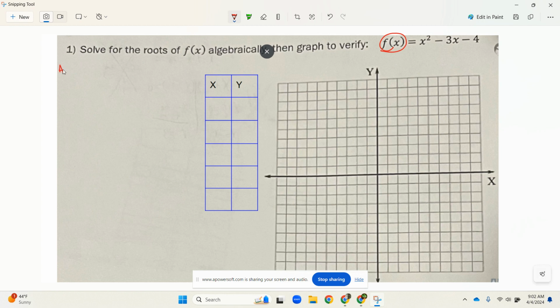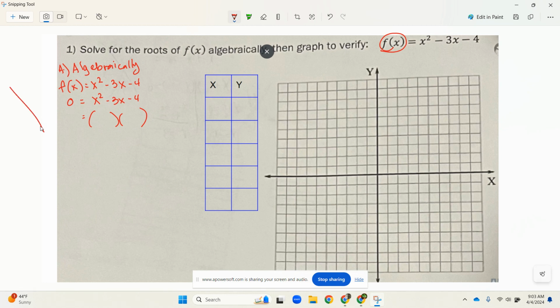Okay, so part 1, algebraically solving it. We will copy the equation, the function f of x equals x squared minus 3x minus 4. So you set f of x to 0. So this is 0 equals x squared minus 3x minus 4. And then we have to factor it. So when we factor it, that means we want to find the x-intercepts. Okay, so we will do this.